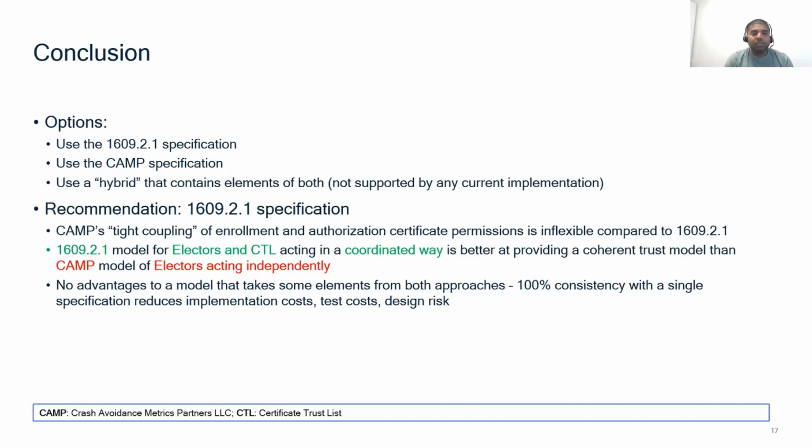As I showed you in previous slides, CAMP's tight coupling of enrollment certificate and authorization certificate permission is inflexible compared to 1609.2.1. The 1609.2.1 model enables much better root CA management by having electors, CTL and SCMS manager. And finally, there is no point in going with the hybrid approach of using both 1609.2.1 and CAMP, because it's better to have 100% consistency with a single specification to reduce implementation costs, test costs, design risks, etc. So with that, I conclude.